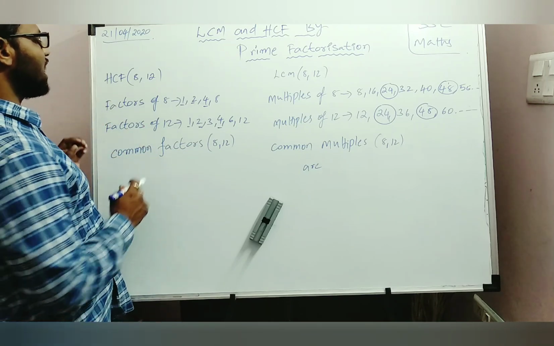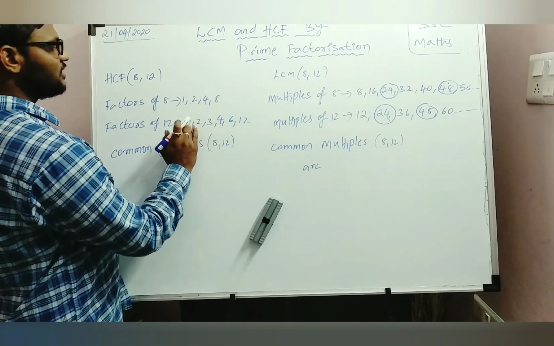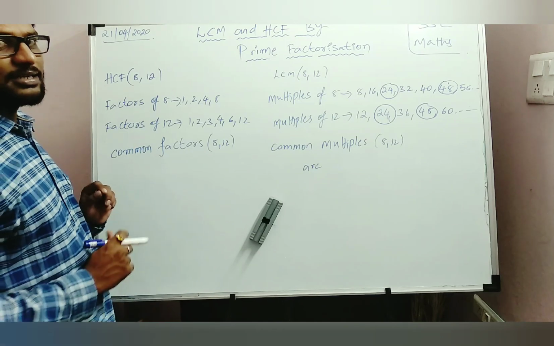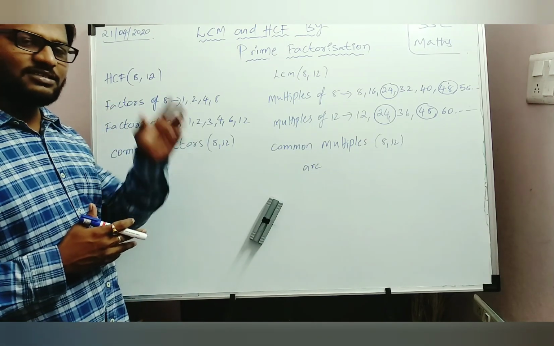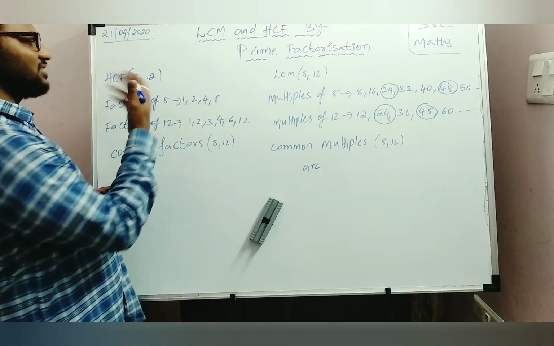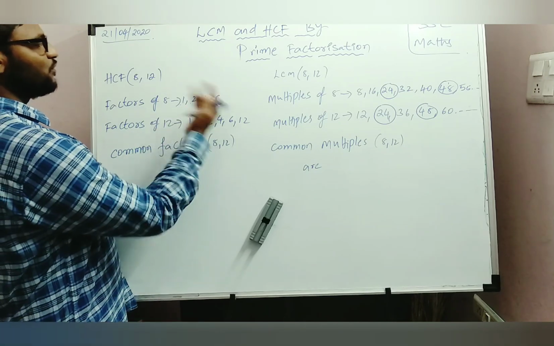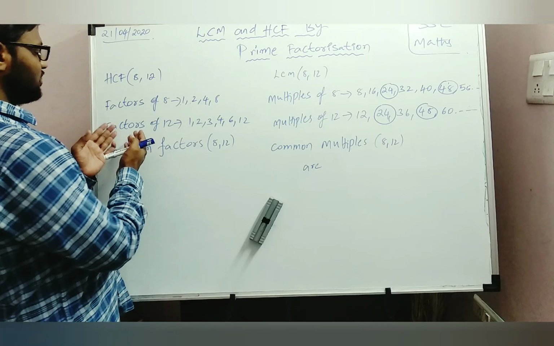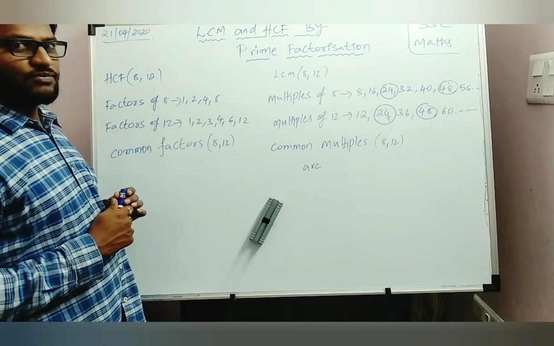HCF is nothing but highest common factor. What is a factor? The number which divides a given number exactly. What are the factors of 8? 1 divides, 2 divides, 4 divides, 8 also divides 8. So 1 is a factor of every number and every number is a factor of itself. So 1, 2, 4, 8 are the factors of 8. Next, factors of 12: 1, 2, 3, 4, 6, 12 are the factors of 12.